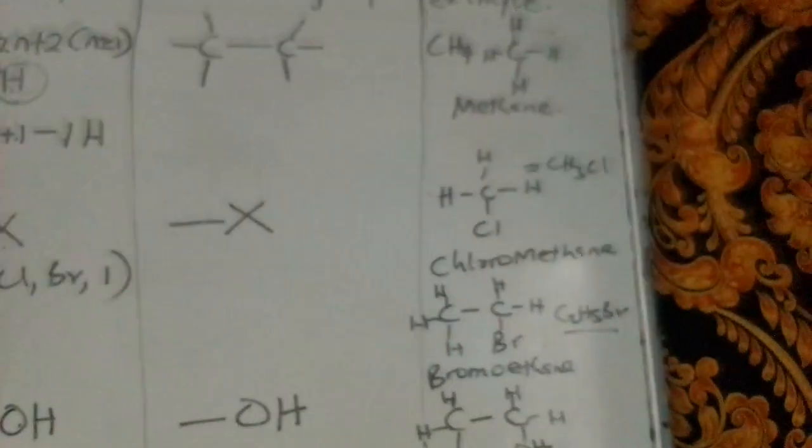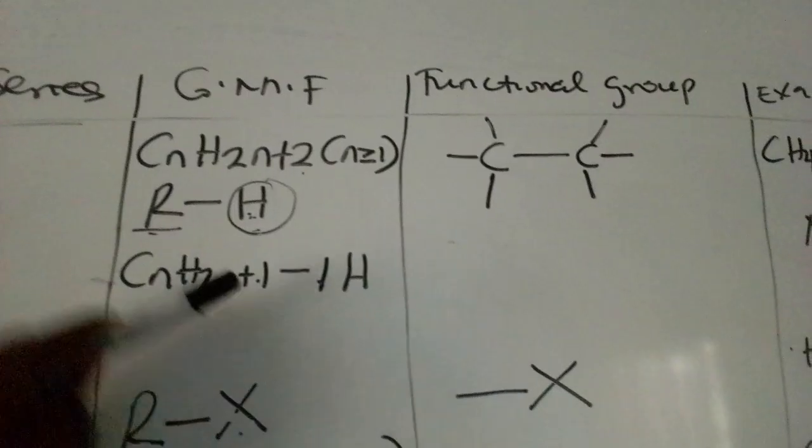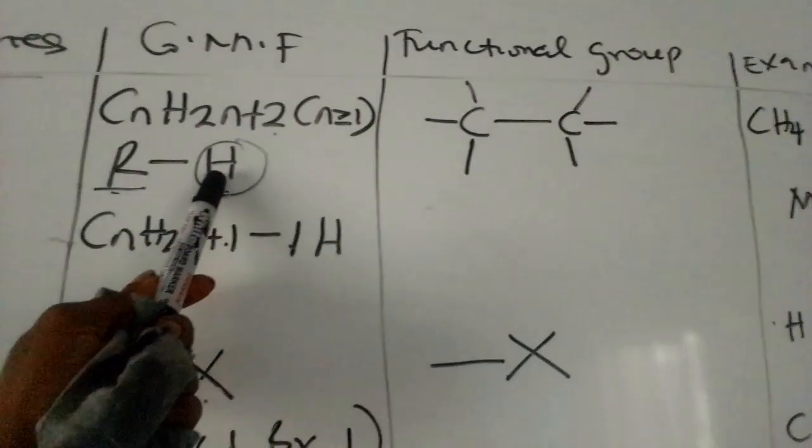So you see, for illustration, focus on the general molecular formula. The alkanes have single bonds. The other groups are all derived from alkanes by removing the hydrogen there and putting other substituents.